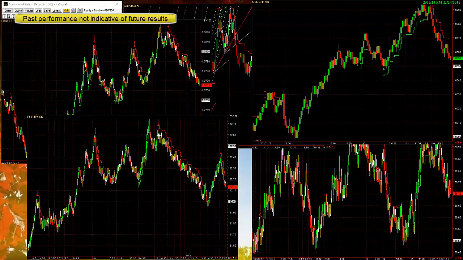Here's the pound yen. It only had 3 trades the other day. You can see an 8 pip loss here, followed by, it looks like 15 or 20 pip win, followed by only a 5 or 10 pip win. I'm going to end this blog by just showing the results for the week. Now keep in mind, I keep track of these at the end of the day.